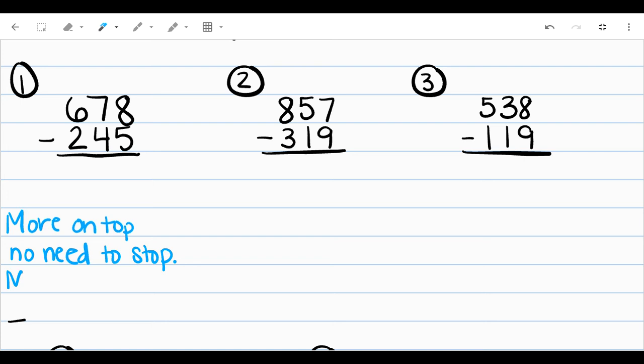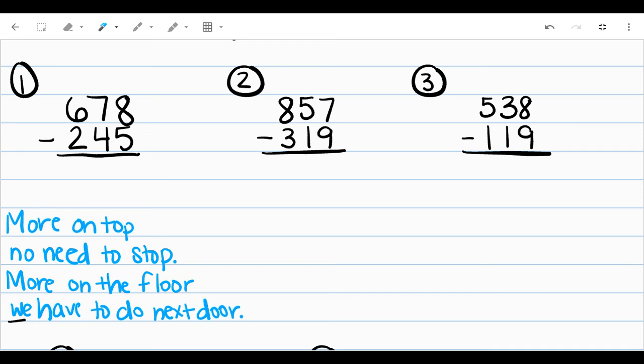But if there's more on the floor, that means our bottom number is bigger. We have to go next door. And when we go next door, we take one away and we add 10 more. Because if we're thinking about our ones place, and we go next door to the tens, if we take 1 ten away, we can chop it up into 10 ones. So that's why we add 10.